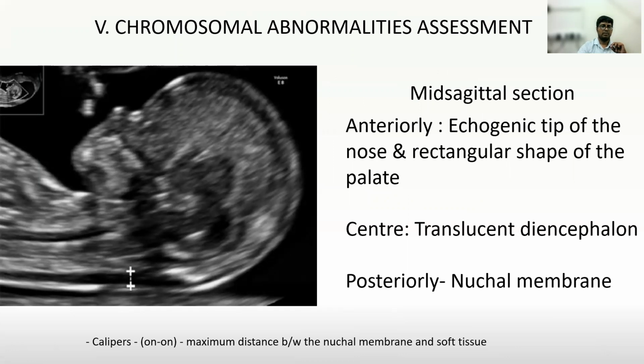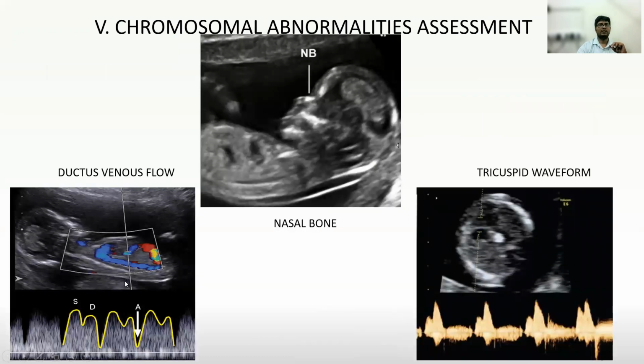The calipers should be placed between the nuchal membrane and the soft tissue covering the cervical area, and it should be crossed from inner to inner diameter or the length. The other thing that I was talking about is the nasal bone, which is a soft marker for aneuploidies. We should also look at the ductus venosus flow in a slightly parasagittal position, which is a vessel which connects the umbilical vein to the IVC.